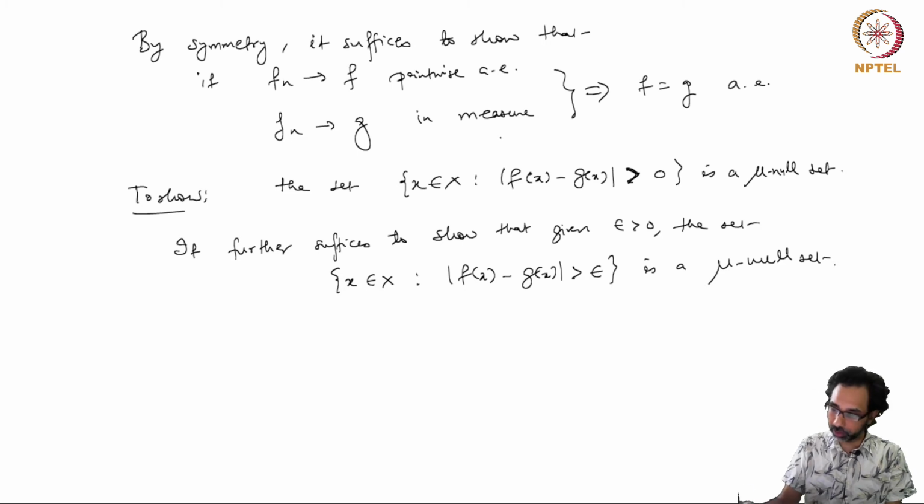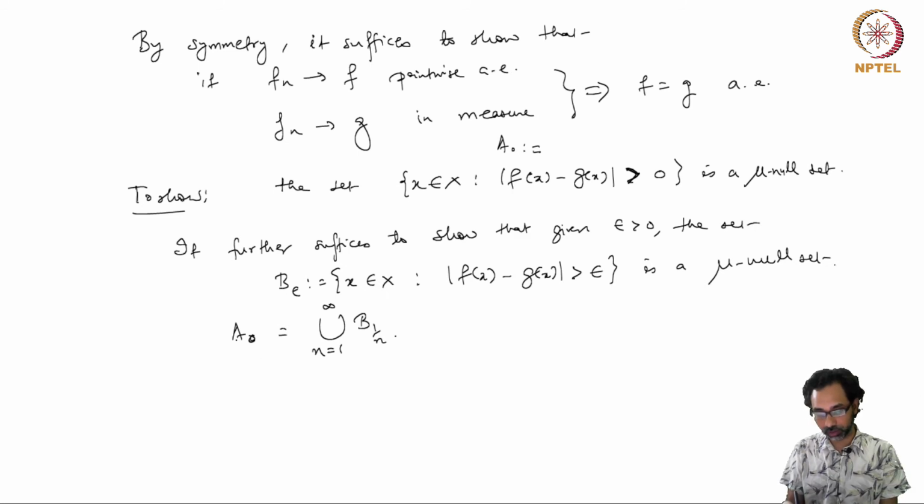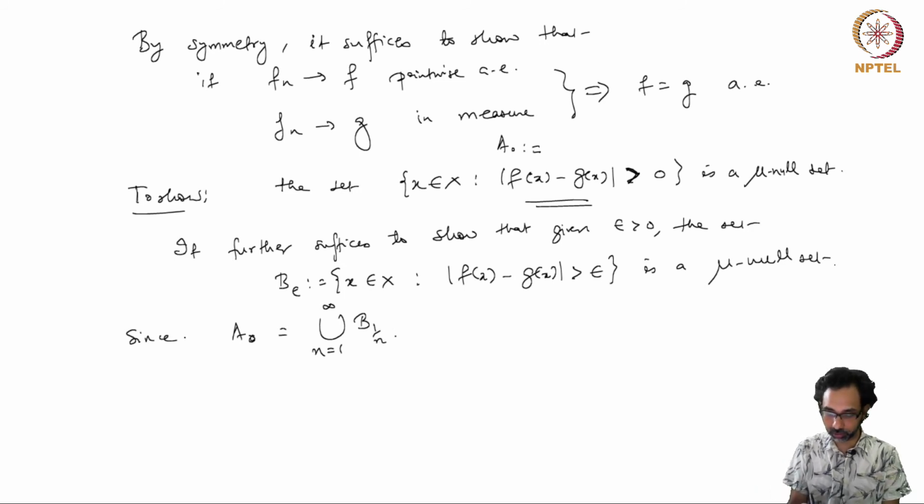Because if we write this as A0 and if we write this as B epsilon, then A0 is the countable union, n equal to 1 to infinity, of B 1 by n. So we can describe the set A0, where the modulus of f(x) minus g(x) is strictly positive, with respect to these sets B epsilon by choosing epsilon to be 1 over n and taking the union. And if each of these B 1 by n are mu null, then the union is mu null. So we have reduced it to proving that this set B epsilon is a mu null set.